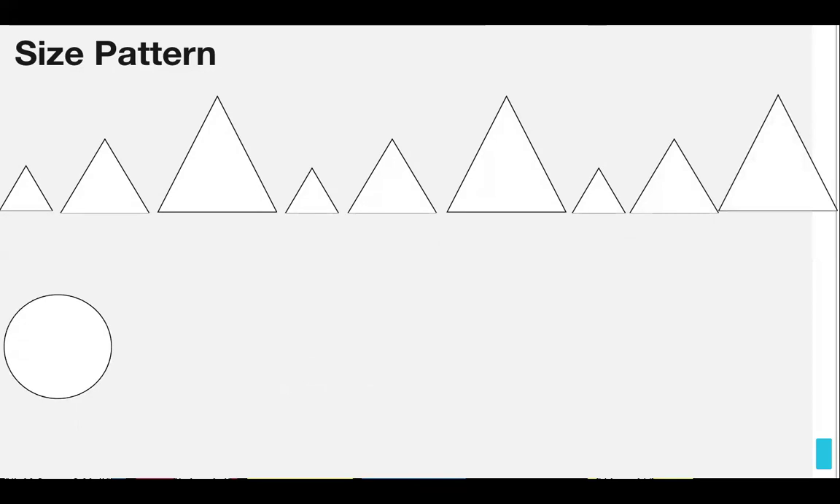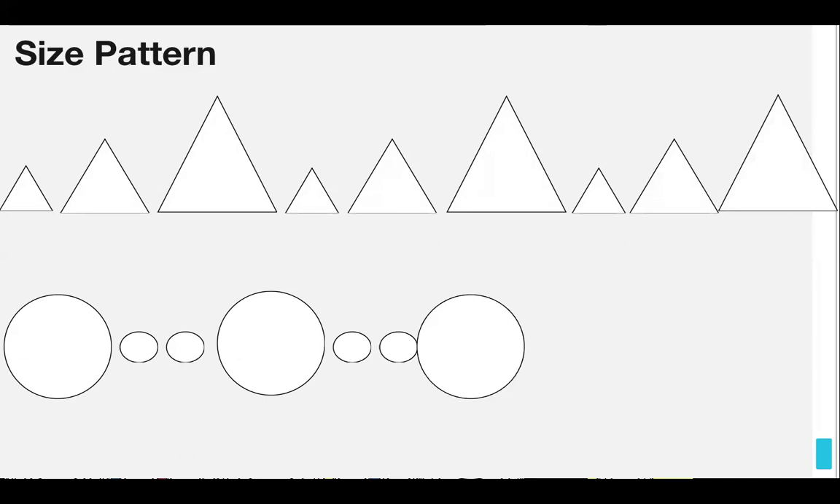Next, another example, if we have a little big circle, then small circle, then big circle. What's next? Okay, small circle, big circle, then small circle, and big circle.